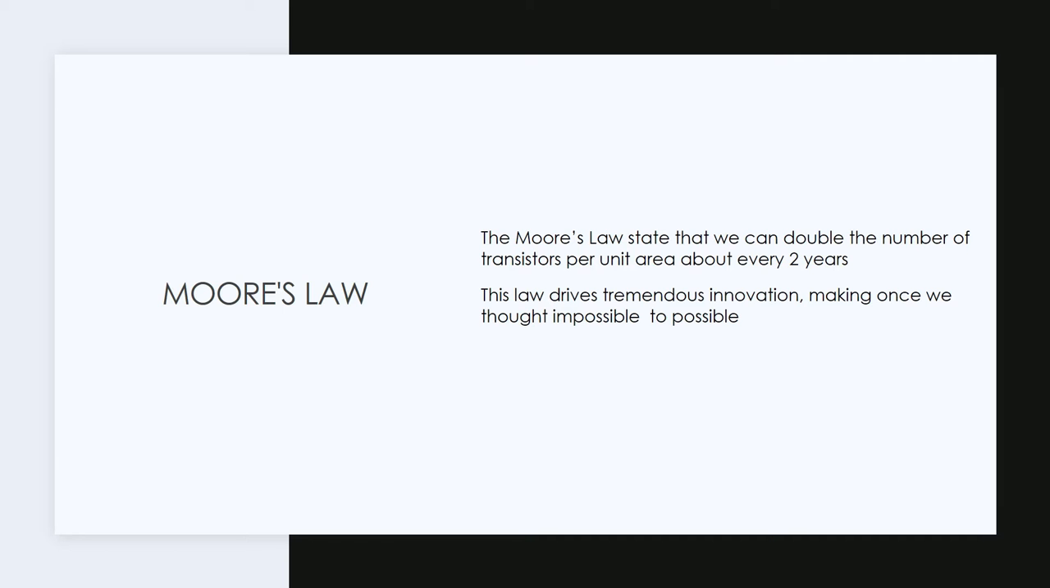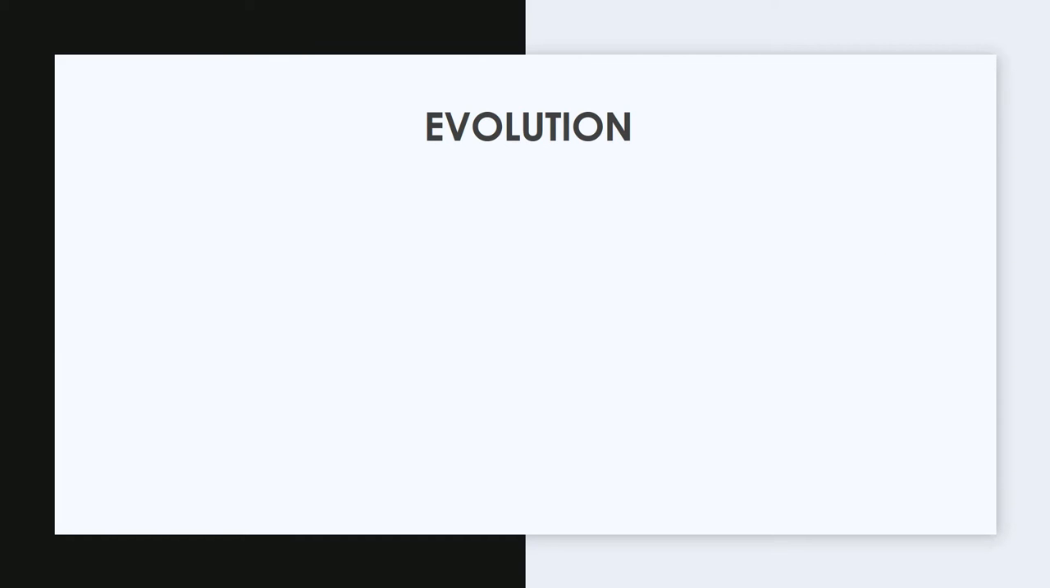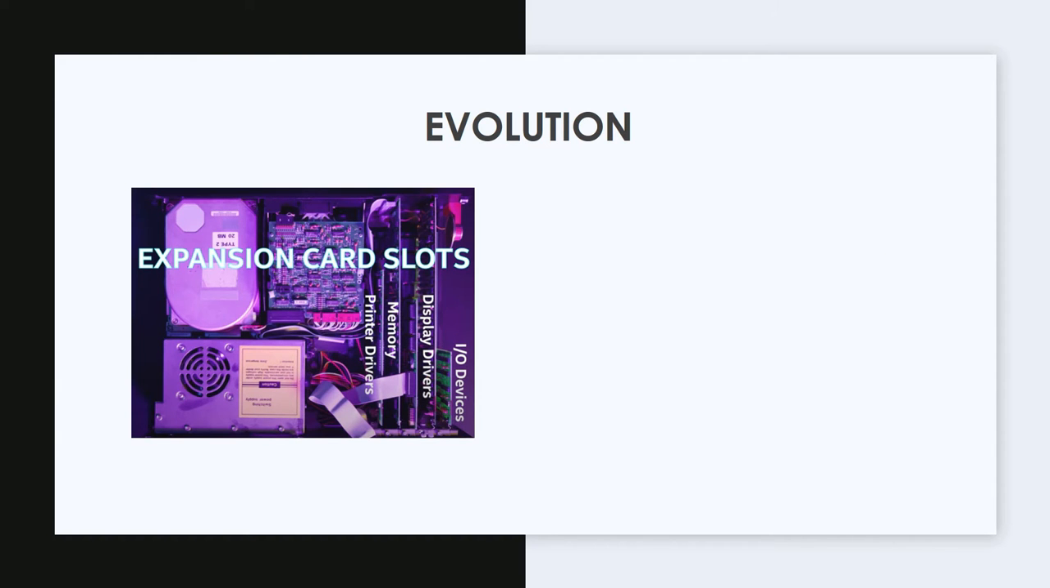Moore's Law. Moore's Law states that we can double the number of transistors per unit area about every 2 years. This law drives tremendous innovation, making what we once thought impossible, possible. Moore's Law creates an impact on the evolution of the microprocessor.